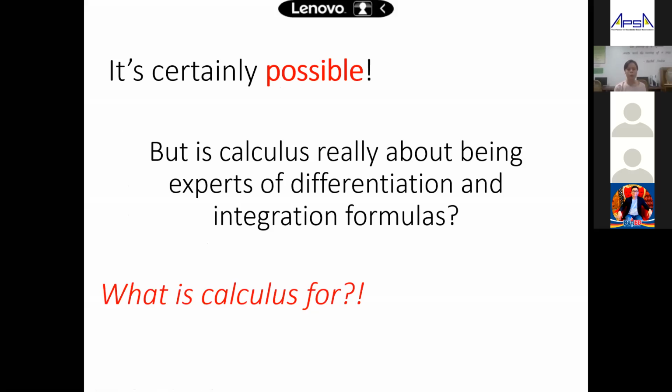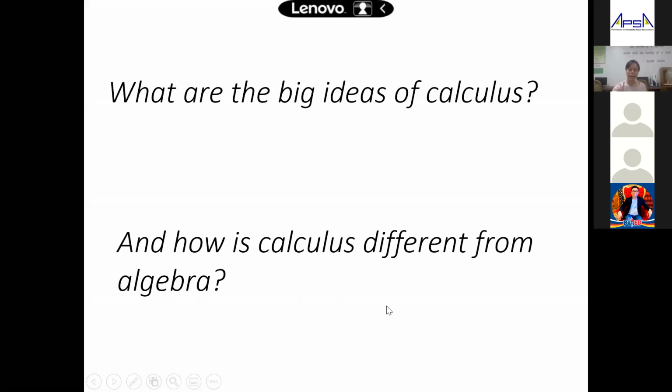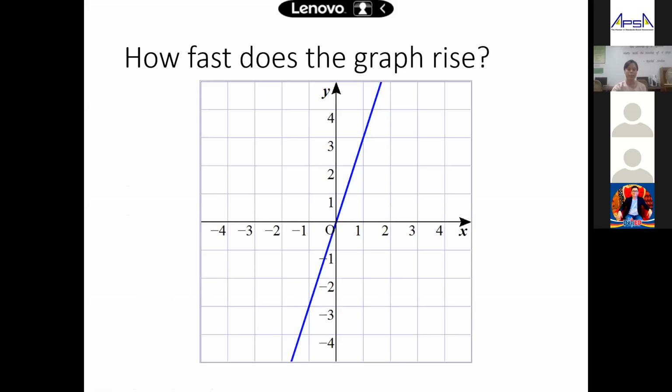What is calculus for? Is calculus really about just being experts of formulas? So what is calculus for? And how is calculus different from algebra? Okay, so probably do sa mga nagtuturo ng calculus, nagtuturo rin kayo ng algebra. So ano nga ba pinagkaiba nila? And how do they relate to each other? Okay, so next question. Mas madali na ito.